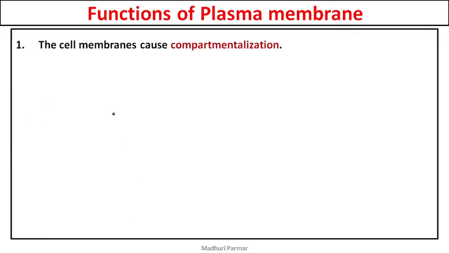Now we move on to the last part, just a quick summary. Functions of the plasma membrane: it causes compartmentalization. It will separate the outside environment from the inside environment of the cell.